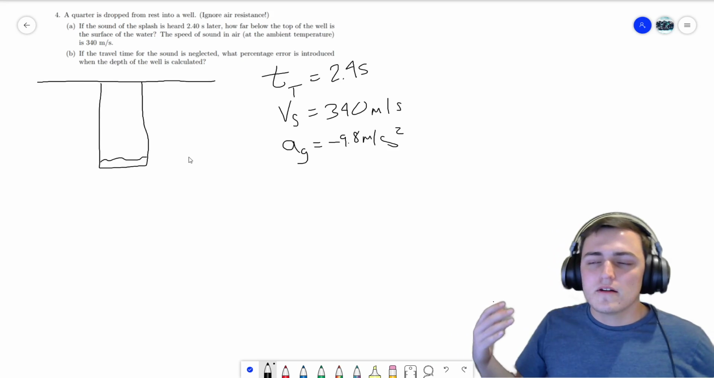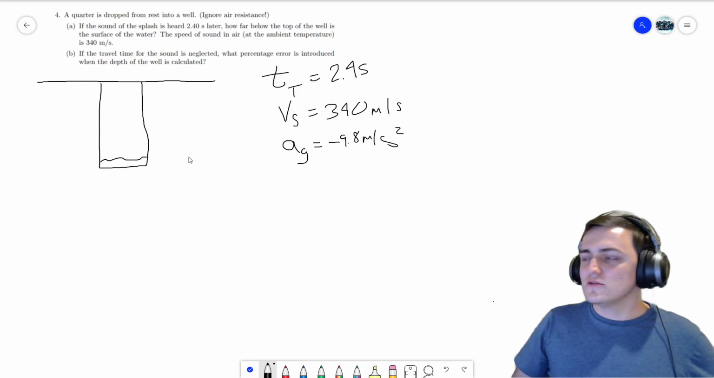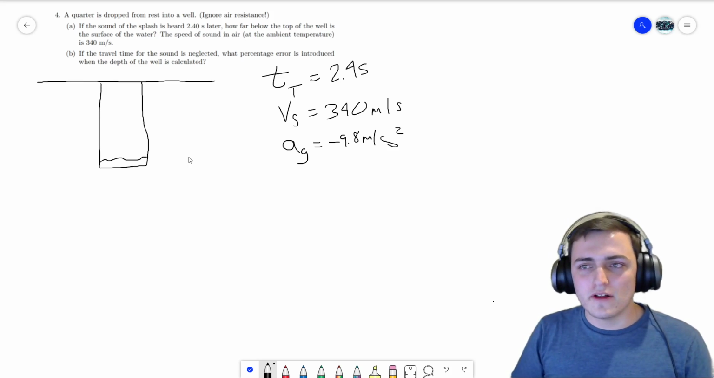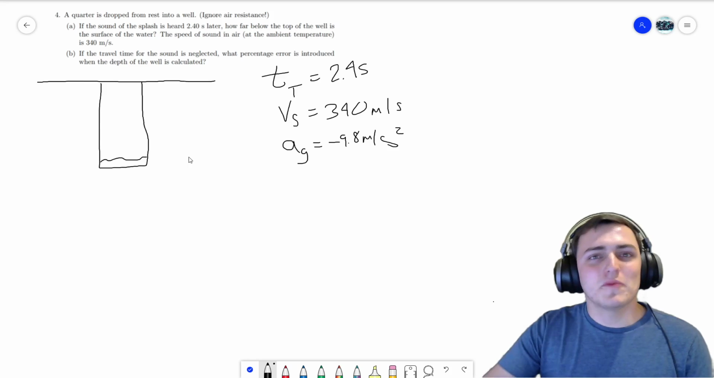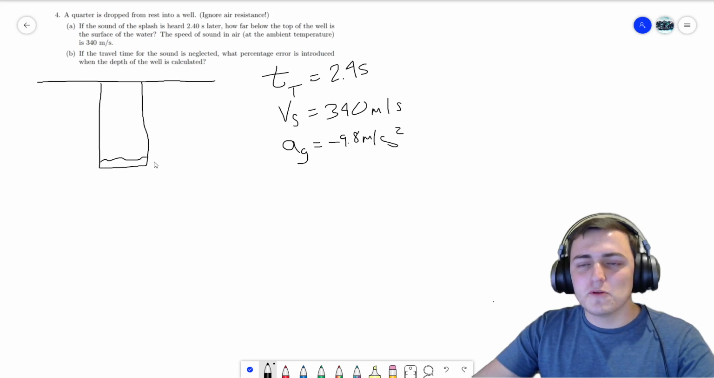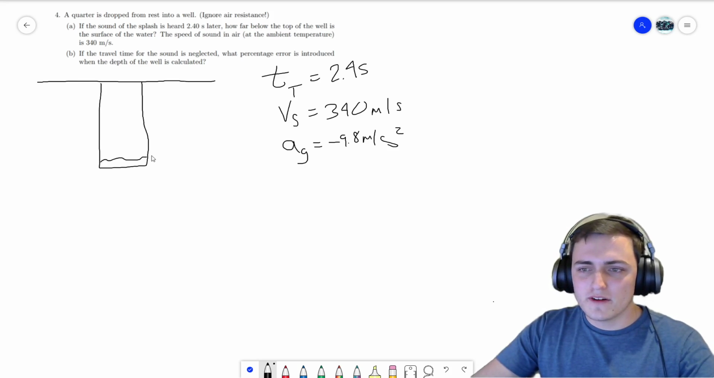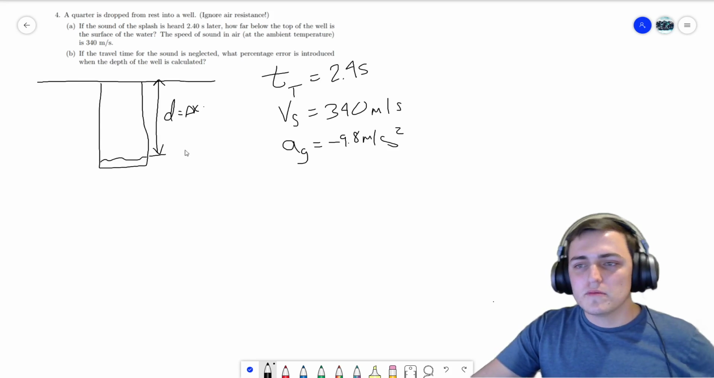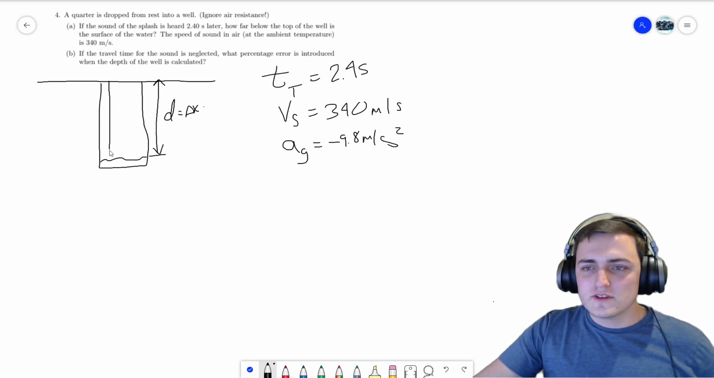So what we need to do is find some way to describe the kinematics of the quarter falling, as well as the sound wave coming back up. And so the first part asks how far below the top of the well the surface of the water is. So how deep is the water? And so we're just going to call this distance d. You could also call it delta x, and we're just going to go with d for this problem. So what happens is the quarter falls down distance d.